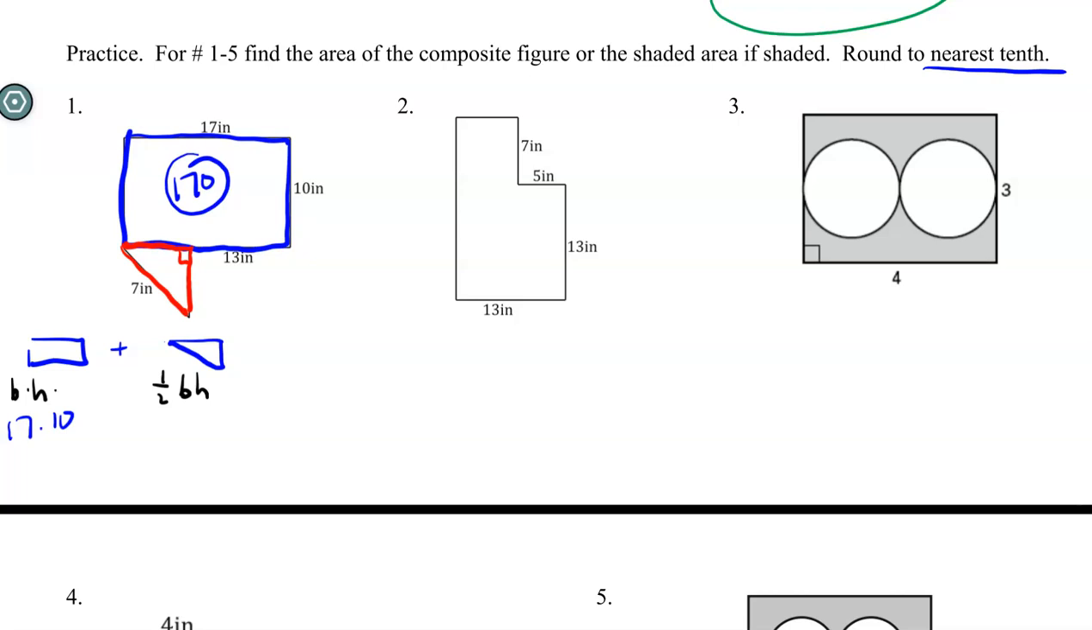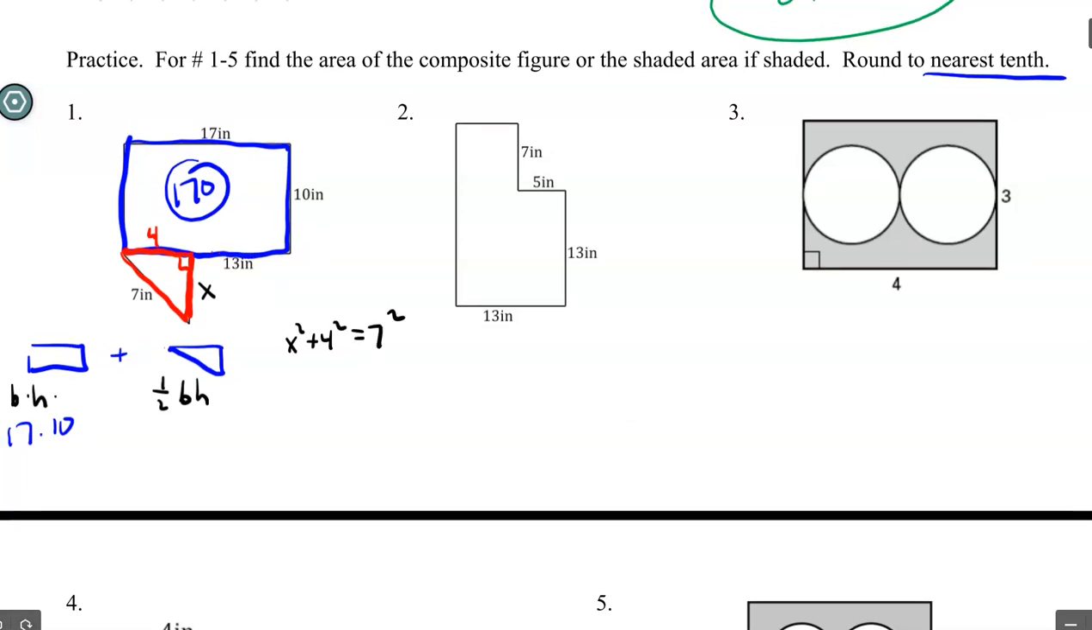And it looks like, let's see, if this is 13 down here at the bottom, and the top was 17, that means that this piece over here is going to be 4. And so we have that side, and it looks like we're going to need to get this side right here, which we don't have, but we can do Pythagorean theorem. So let's just call it x. And so we're going to do x squared plus 4 squared equals 7 squared. x squared plus 16 is 49, minus 16. x squared equals 33.